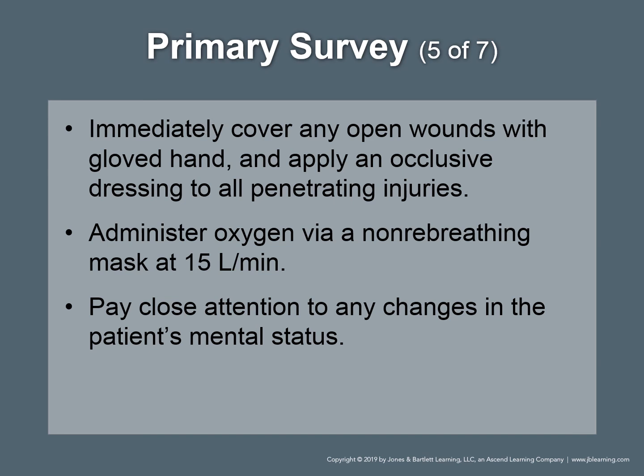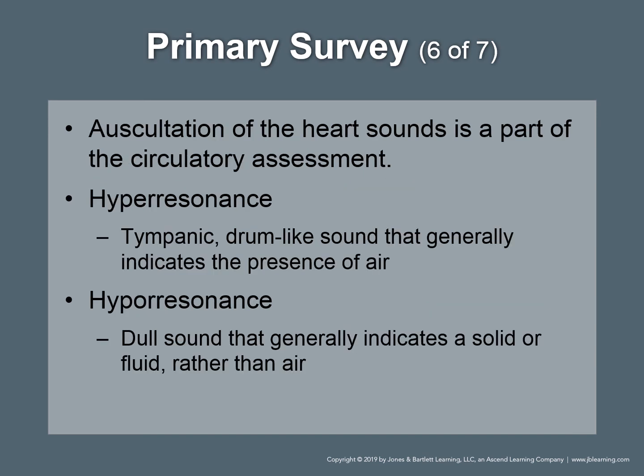All these patients get a non-rebreather at 15 liters a minute. We want to make sure that the blood has plenty of oxygen to carry to the cells. And watch your mental status, watch your GCS changes. That will let you know if there's some underlying injury to the brain or spinal cord. That can also let you know if the patient's in shock and has adequate perfusion to the brain.